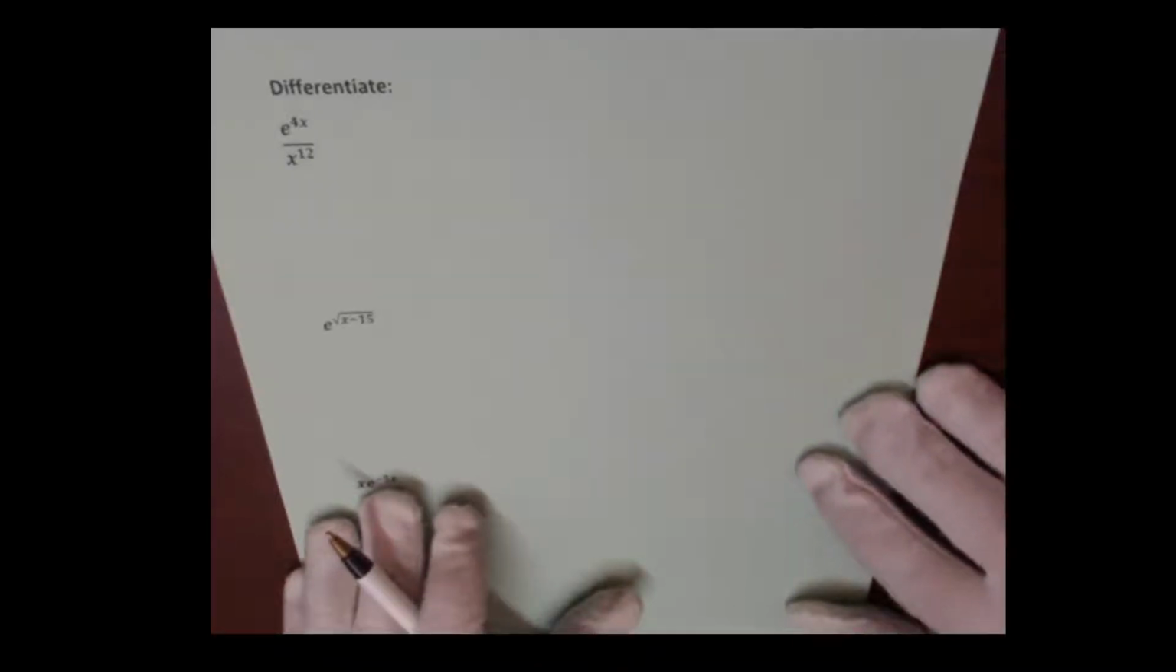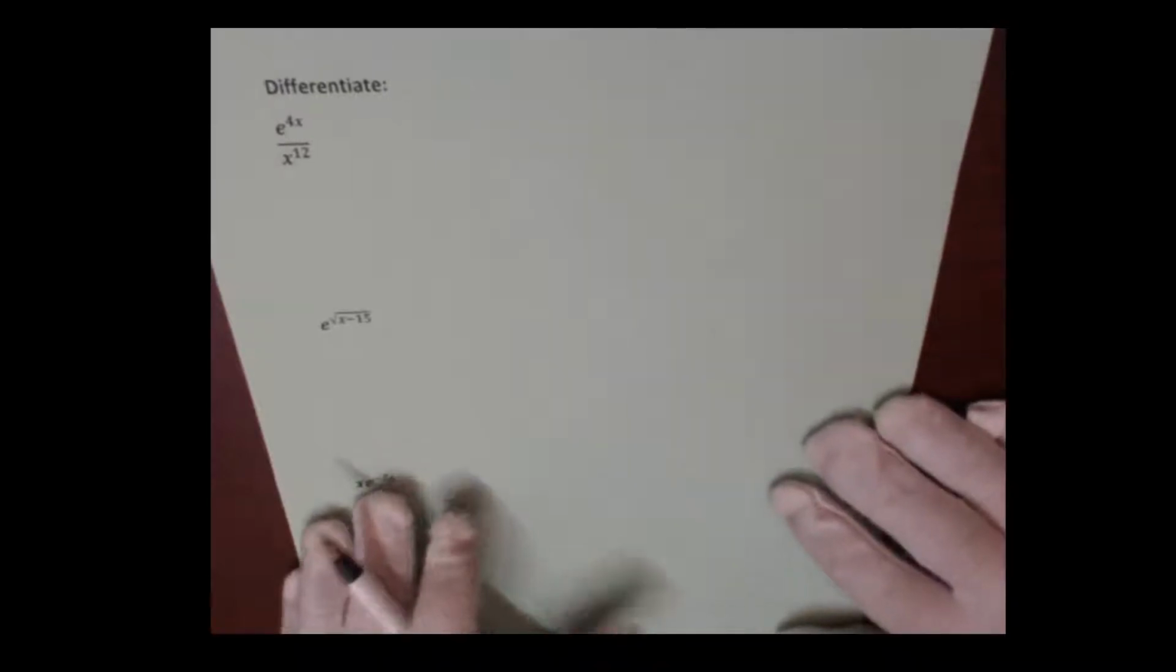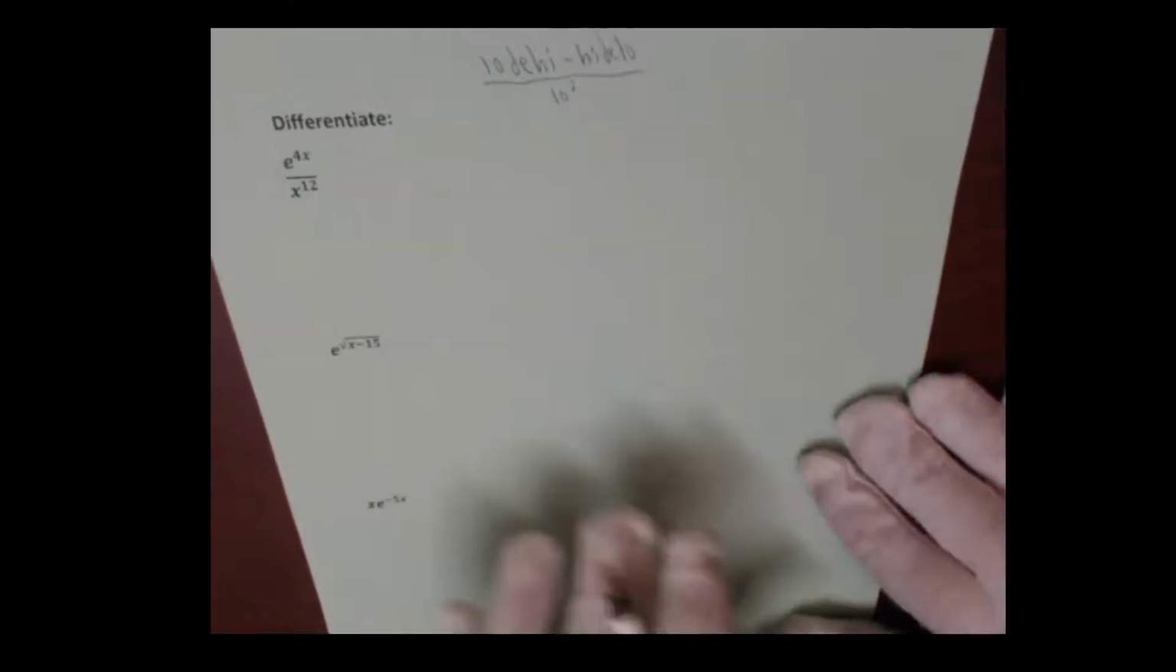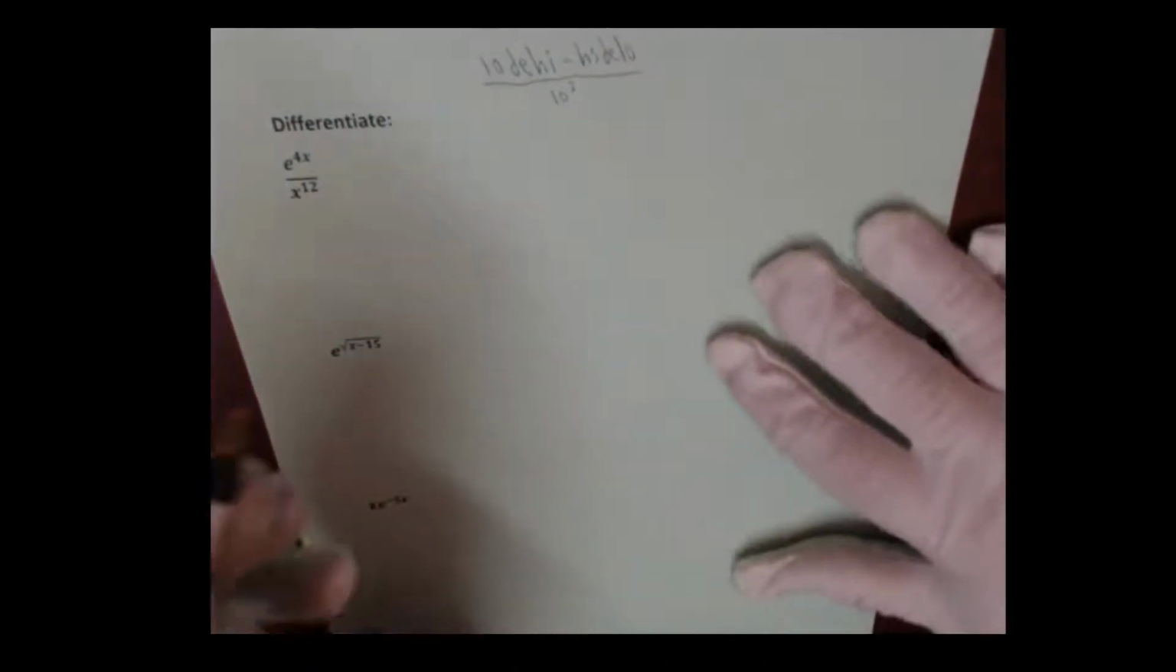Let's do a few more examples of finding the derivative of something that has an e function in it. Here we have e to the 4x divided by x to the 12, so that means we need to do the quotient rule. You'll remember that the quotient rule is low d high minus high d low all over low squared. So that's the quotient rule right there.